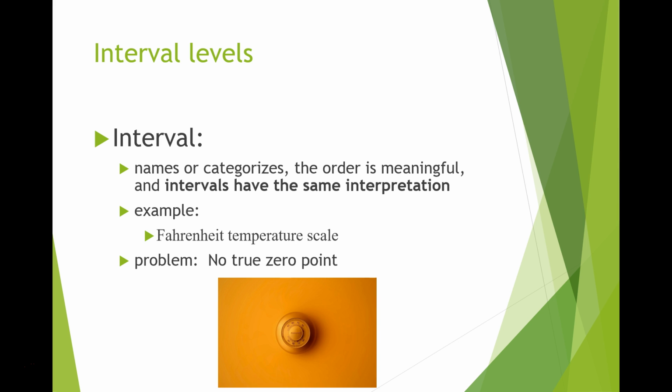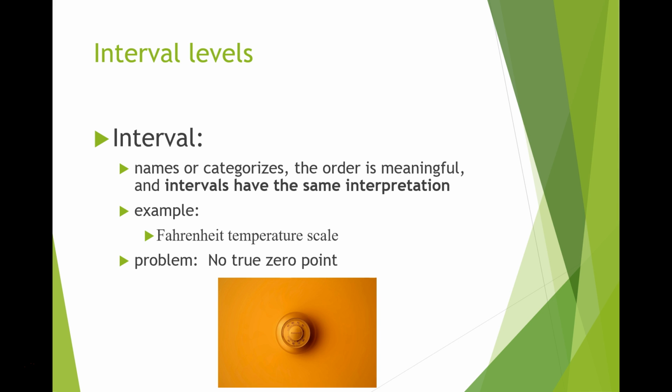adding additional information. Interval levels are numerical levels in which intervals have the same interpretation throughout. So the interval scale names or categorizes, the order is meaningful, and the intervals are equal. As an example, consider the Fahrenheit scale of temperature. The difference between 30 degrees and 40 degrees represents the same temperature difference as a difference between 80 degrees and 90 degrees. This is because each 10-degree interval has the same physical meaning in terms of the kinetic energy of molecules. Interval levels are not perfect, however.